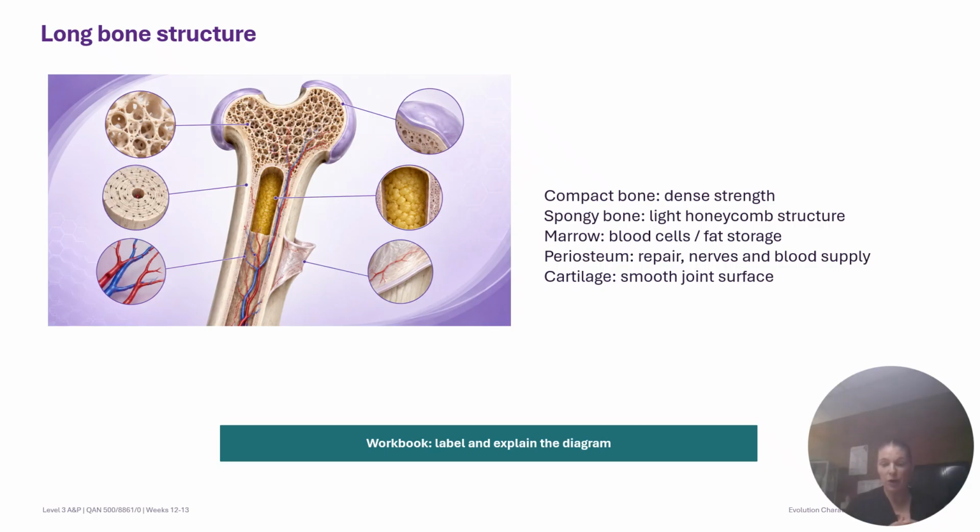So compact bone, its dense outer layer providing strength and protection. Compact bone, think like a plaster. There's a plaster called Coplan or K-Plan, and you put it on your blisters. That's what the compact bone is doing. It is providing strength and protection. It's a dense outer layer, like a plaster, if that helps you remember it.